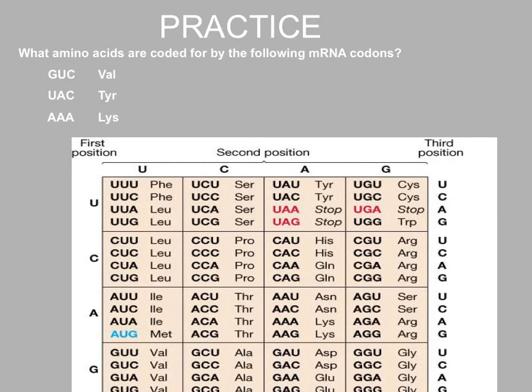So GUC becomes valine, UAC it becomes the amino acid TYR, and AAA would be lysine. One more to try. We're going to try CCG, UCG, and GCA. So you can pause, take a look at the table, and then check to see if you were correct.